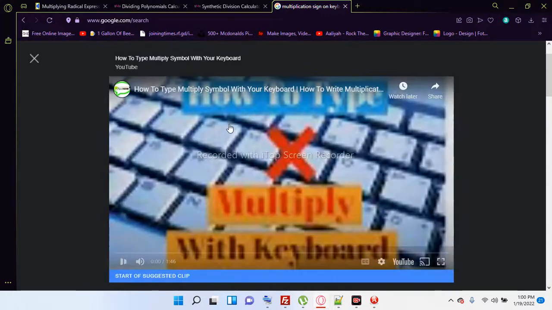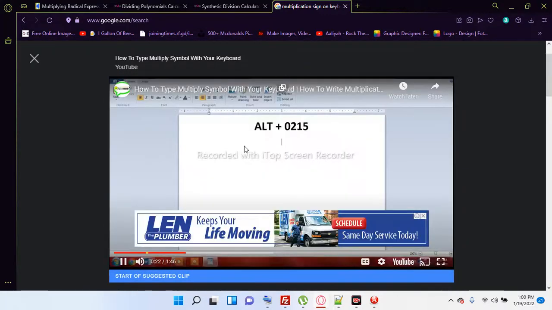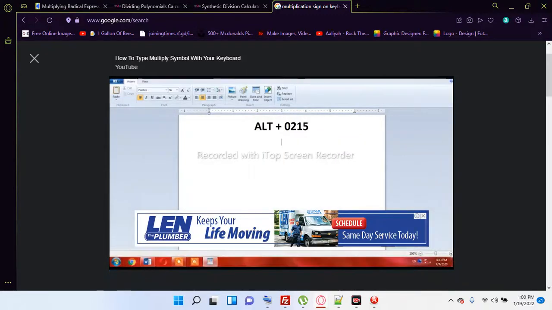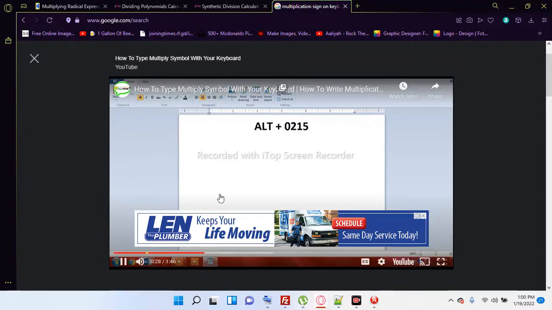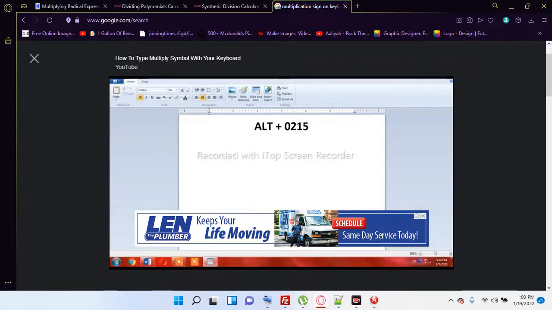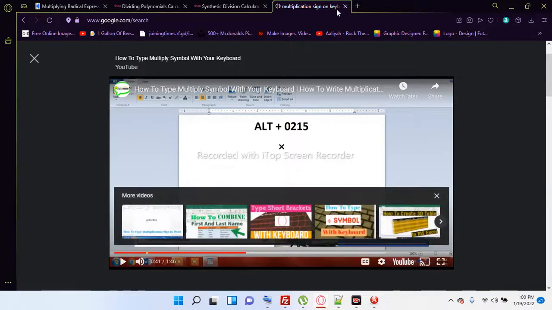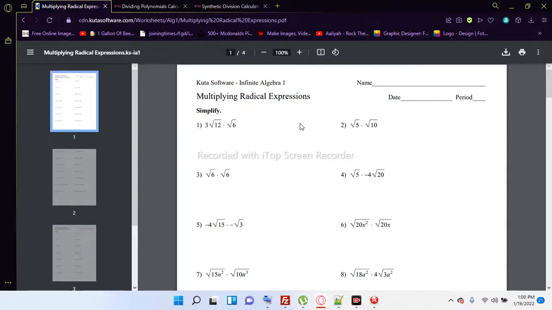Let's see, let's find out how. First, turn on the numeric pad of your keyboard by pressing the numeric lock button. Then hold the Alt key and press 0215 and leave it, and multiply. Okay, we know now. Great.